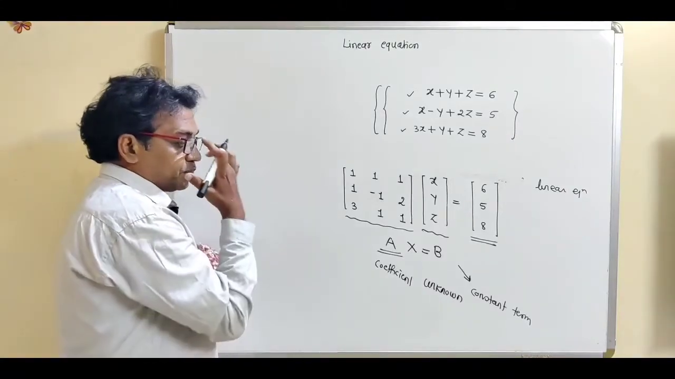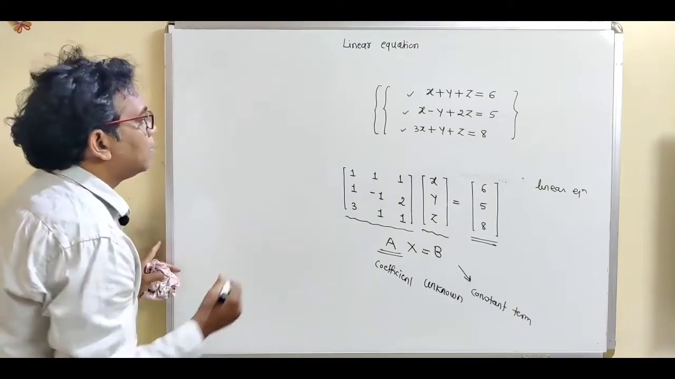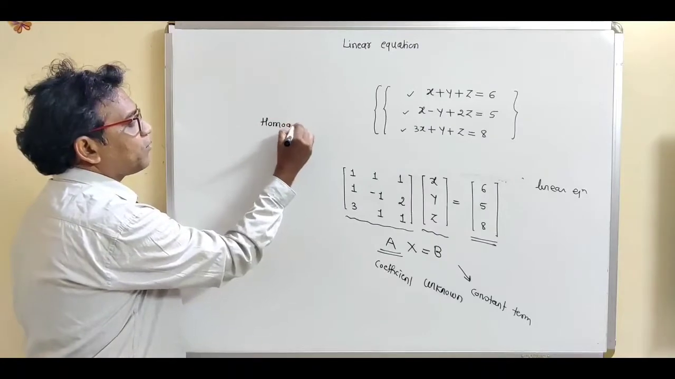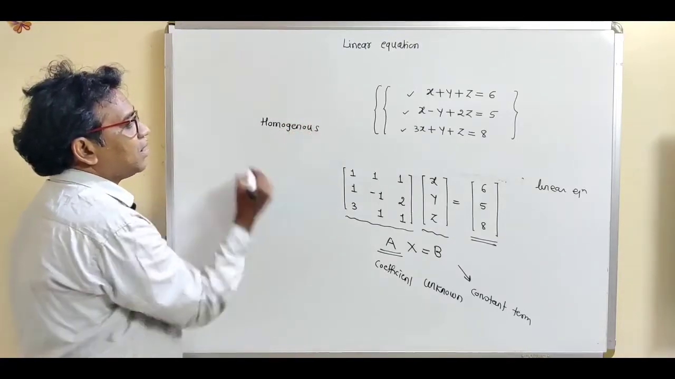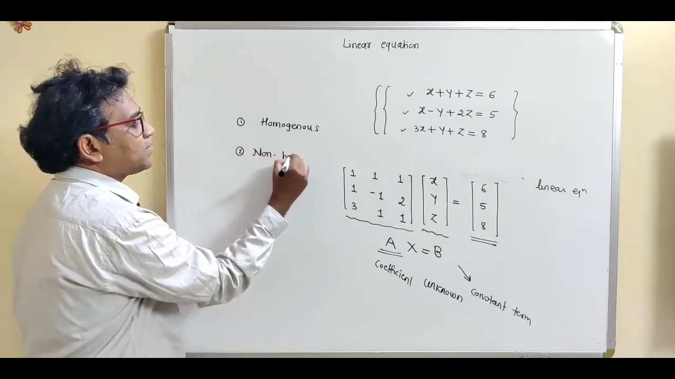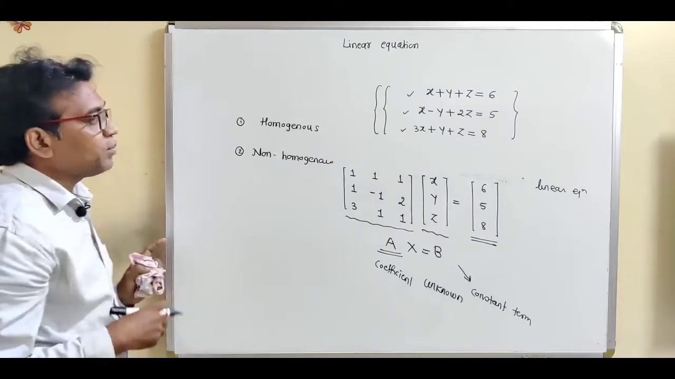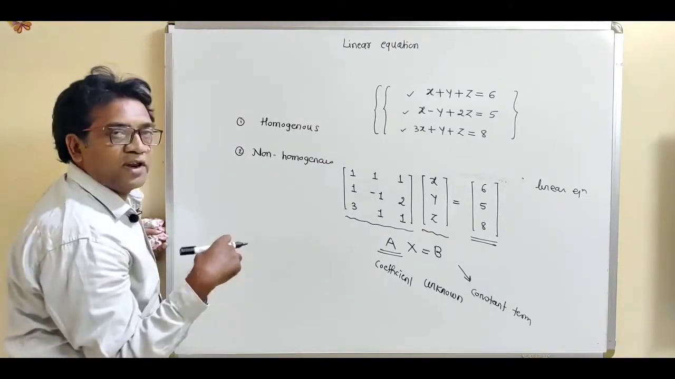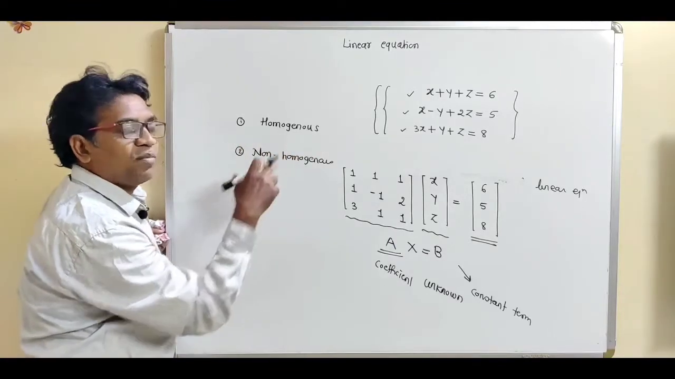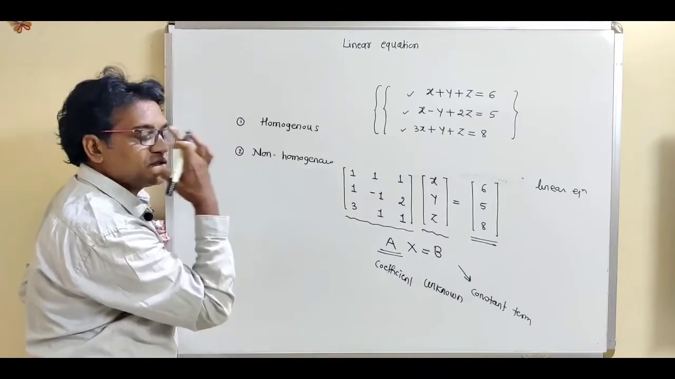Now see, there are two types of linear equation. One is called the homogeneous system of linear equation, and the second is called the non-homogeneous system of linear equation. In this chapter we will see these two types of linear equation.